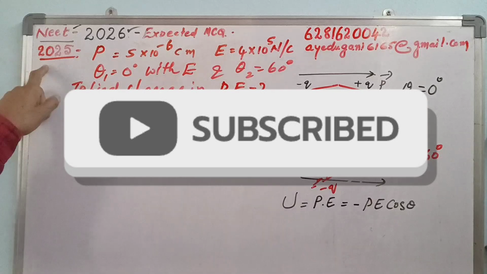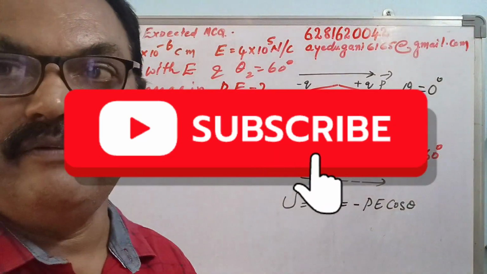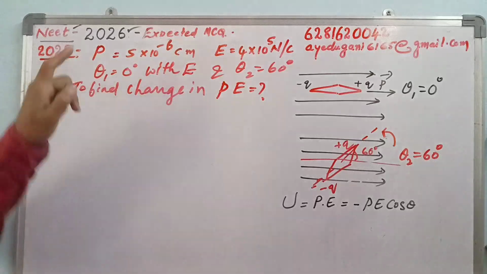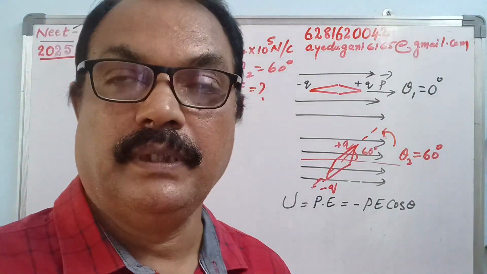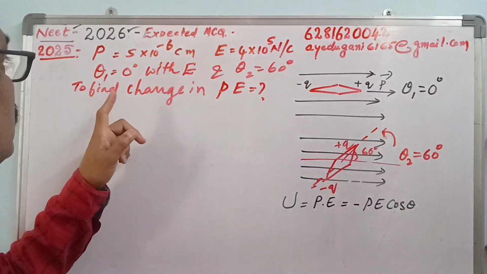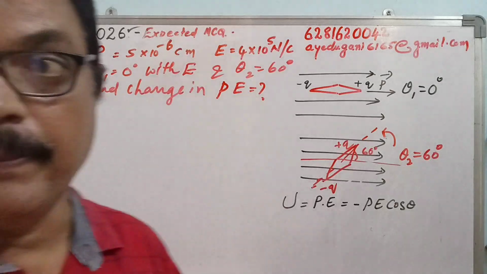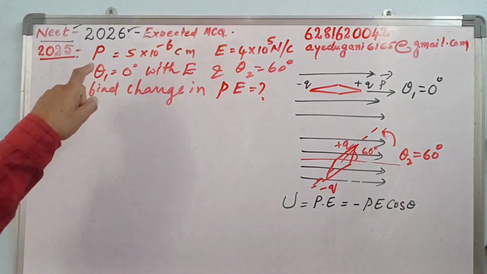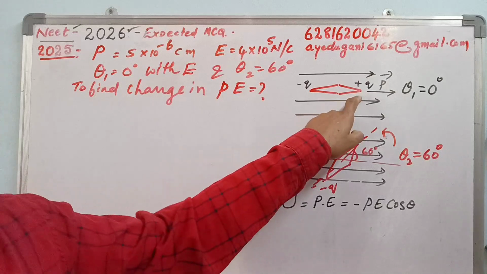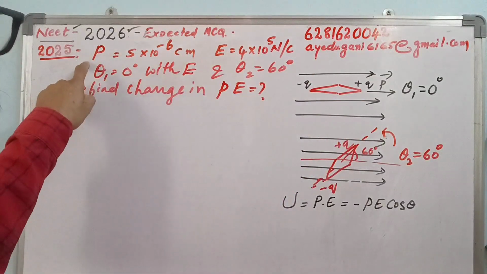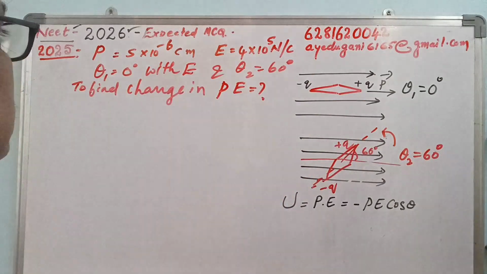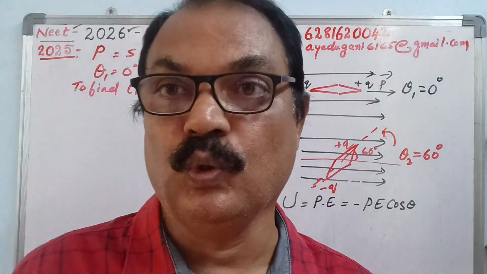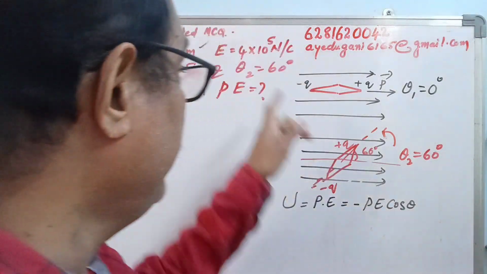NEET 2025. Ask the question. Question number 2 in the NEET paper. What is the question? A dipole moment is given as 5 into 10 to the power of minus 6 coulomb meter.